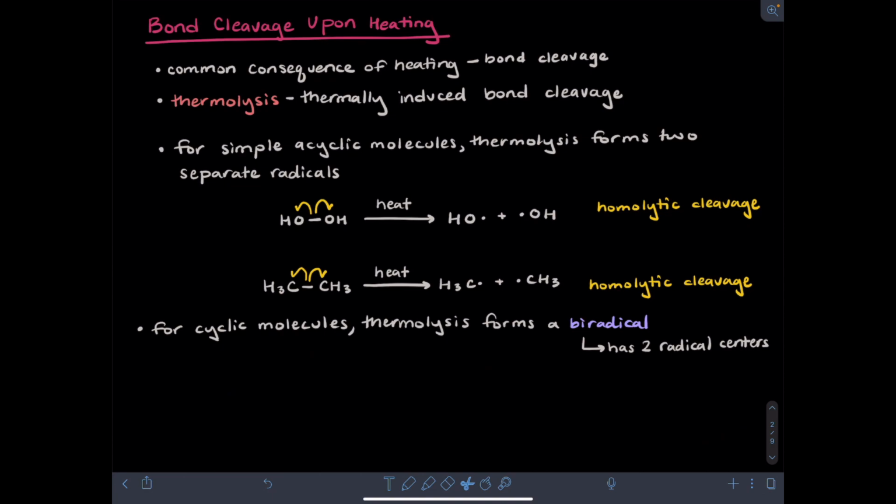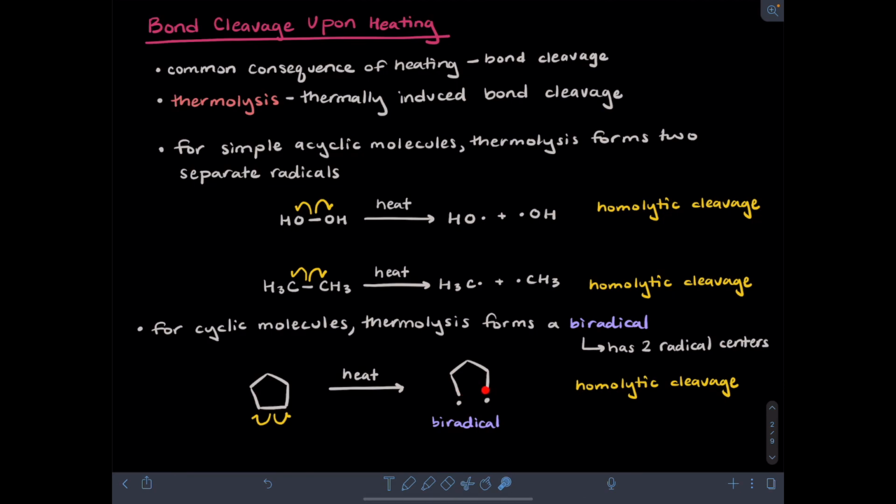If instead a cyclic molecule is heated, a bond could break to form a biradical. This is a single molecule containing two radical centers. So for example, let's consider cyclopentane. At very high temperatures, it's possible for a carbon-carbon bond in this molecule to break. This would occur homolytically. This cleavage causes the ring to open up, but the two carbons containing the radicals are still attached to the same molecule, and we would refer to this as a biradical.